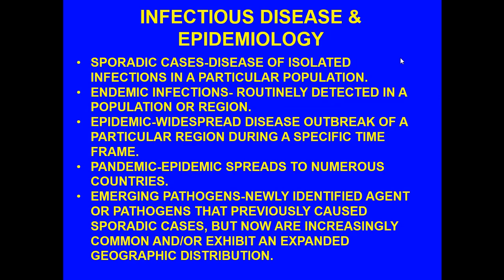And then you would have individuals that are sick in that particular limited area, we're talking country, province, or if you really want to go further, one of the continents. Now, emerging pathogens are a newly identified agent or pathogens that previously caused sporadic cases, but are now increasingly common and/or exhibit an expanded geographic distribution. Case in point, Ebola virus.